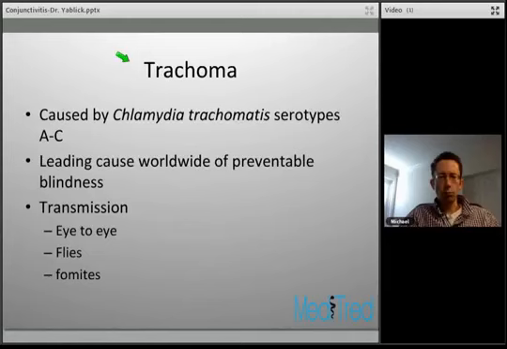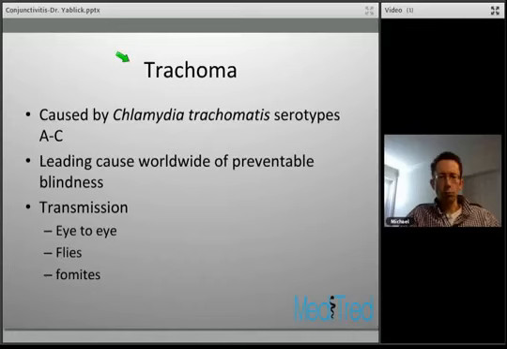Transmission is variable. It can be from one eye to the other. It can be actually from flies spreading the chlamydia, and also picked up on fomites.